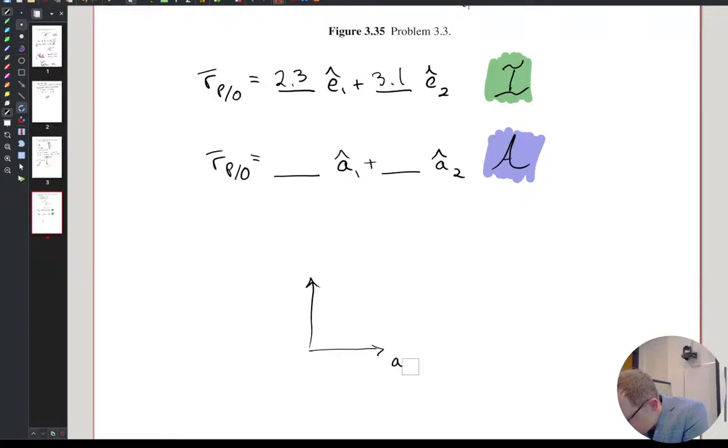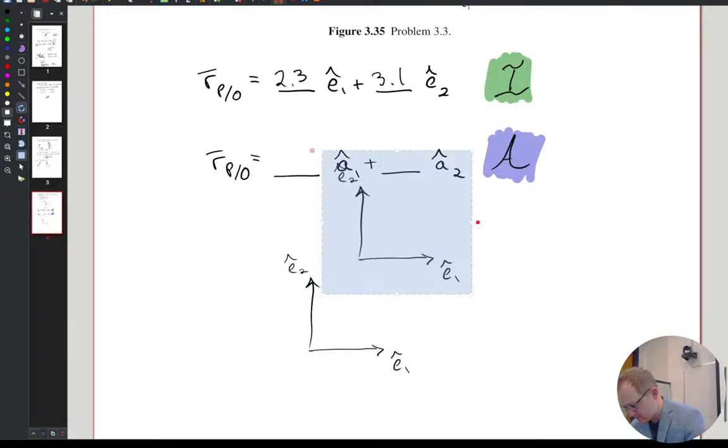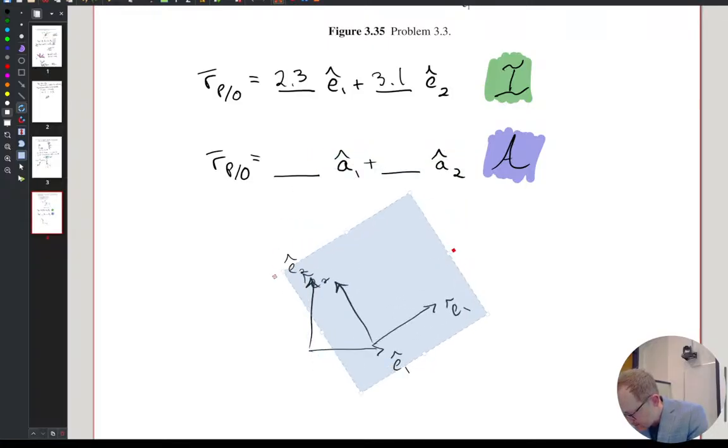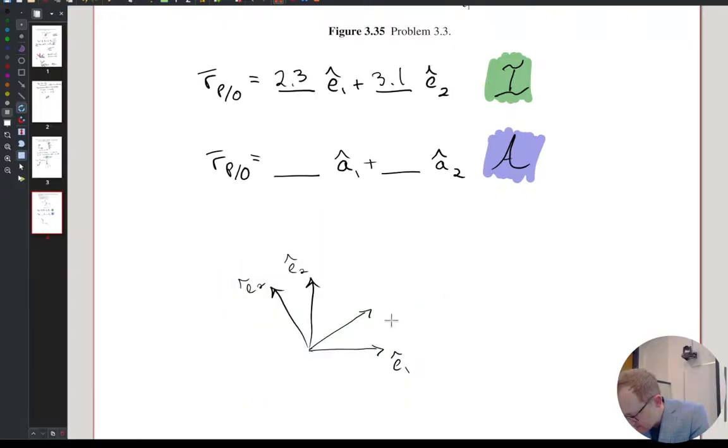Oh, sorry, this is E1, this is E2, and then we'll take this one, rotate by 30 degrees, and now we have A1, A2. So if this one's 30, this one's 30, and my new A1 vector, I can write it in terms of E vectors. I can go back and forth. If I know E1 and E2, I can write A1 and A2.